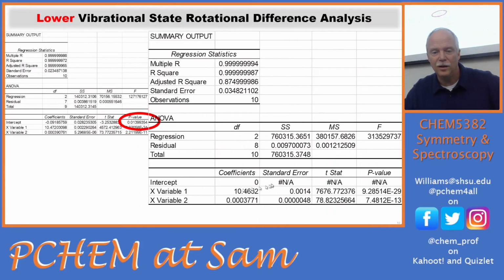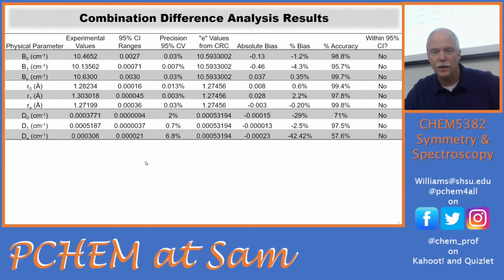So here's our rotational constant and its uncertainty and centrifugal distortion constant. Again, these are for the V equals 0 state. Pretty good R squared as well. And so here are our results from the combination difference analysis. Now, we have B0, 10.46, and B1, 10.13. You see it's getting smaller.